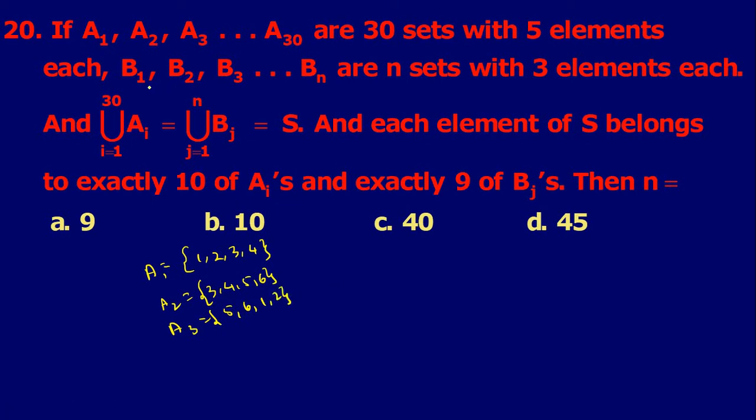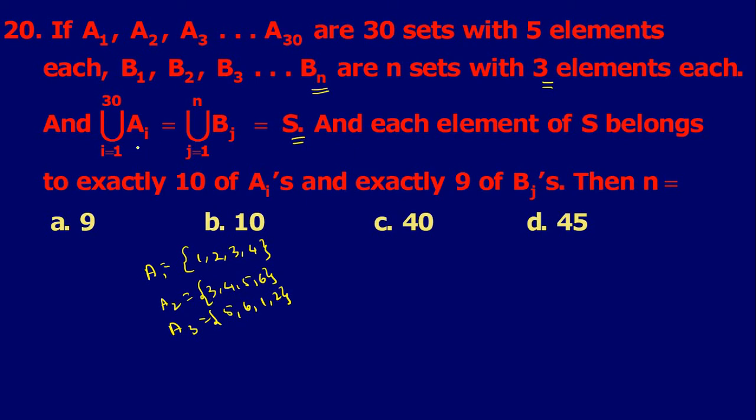Now like this we have A1, A2, A3 up to A30, that is, there are 30 sets with 5 elements each. Here I took only 4 elements, but actually they have 5 elements. Then B1, B2, B3 up to Bn. In the B series we have n sets with 3 elements each. It is given that the union of Ai, that is A1 union A2 union A3, is equal to S. Similarly the union of Bj, B1 union B2 union B3, is the same as S only.